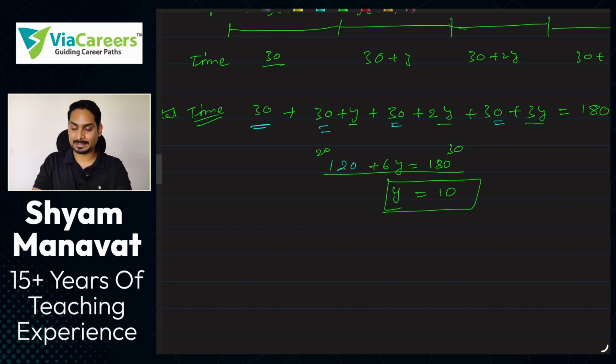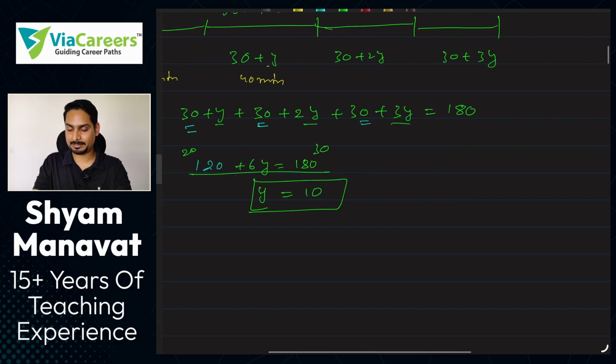What does it mean? It means that in the first part the time taken is 30 minutes. Now the second part, 30 plus 10, that is 40 minutes. The next part, which is 30 plus 2y, that is 50 minutes. And then the next part, which is 30 plus 3y, that is how much? 60 minutes. So we got the time taken.